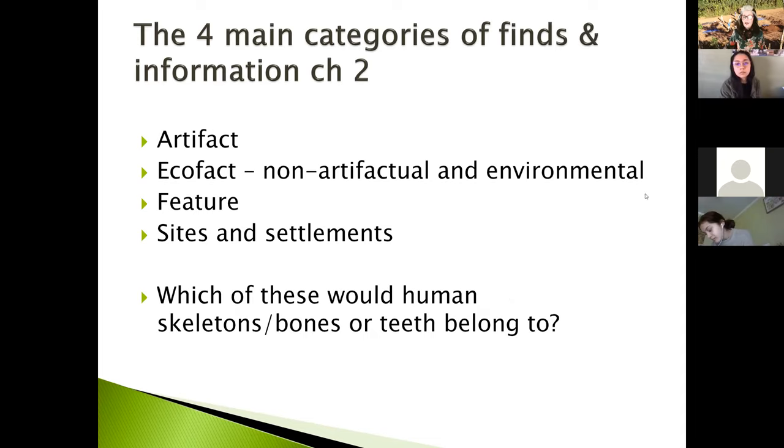So yeah, this site that's in the picture behind me is one that I excavated at. And because there were a lot of rodents, it was not unusual for me to just find single human teeth.